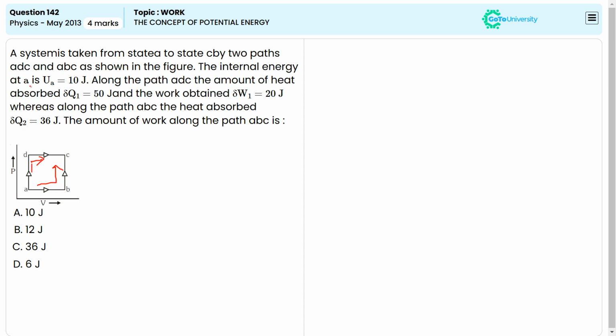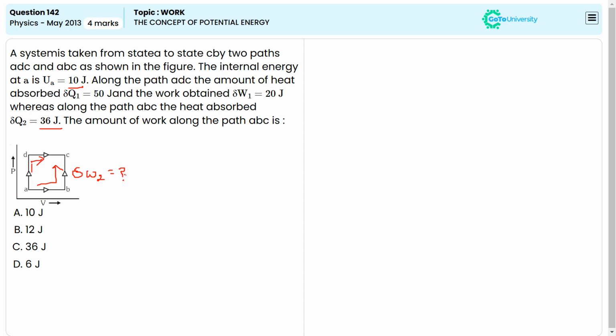The internal energy at A is UA, that is 10 joules, along the path ADC. The amount of heat absorbed, delta Q1, is 50 joules and the work obtained, delta W1, is 20 joules. Whereas along the path ABC, the heat absorbed, delta Q2, is 36 joules. The amount of work along the path ABC, delta W2, we need to find here. This is the question mark.